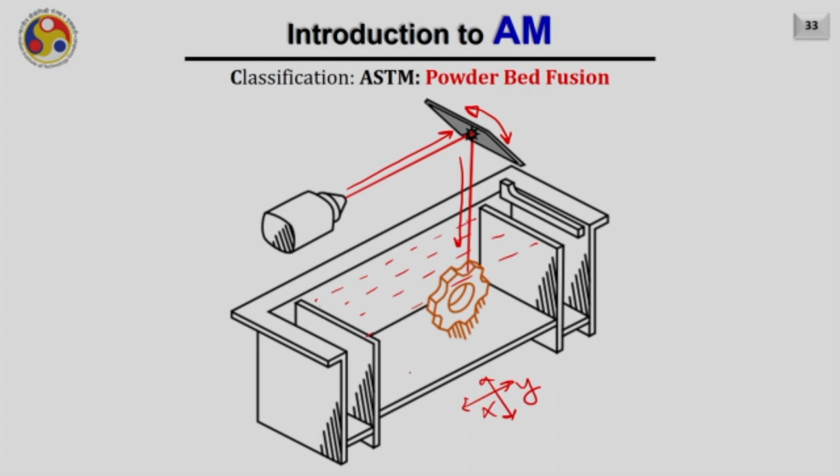Each time after completion, the bed goes down by the desired layer thickness. In this case, the powder particles get melted or sintered with the pre-built or previous layer. One example of a part created by this is this metallic object.